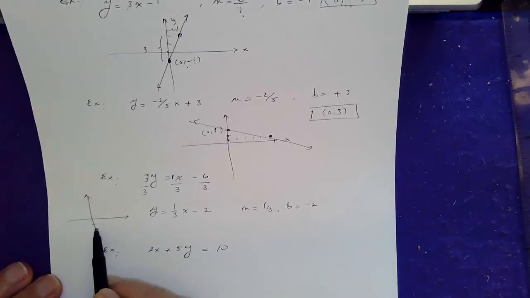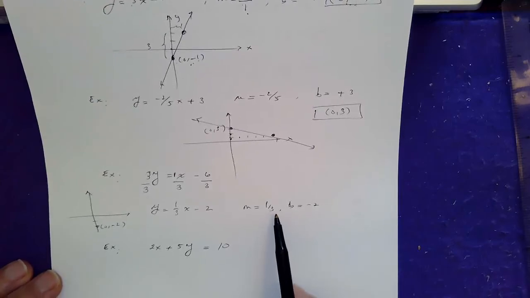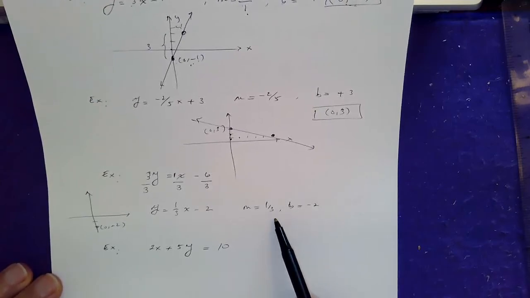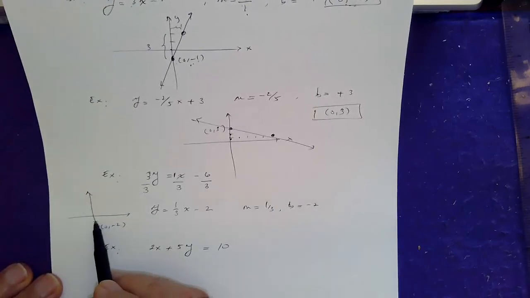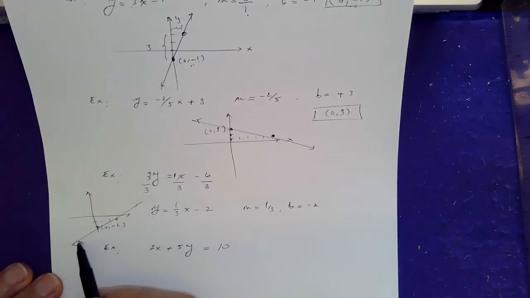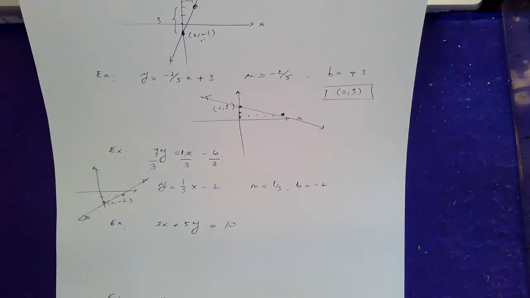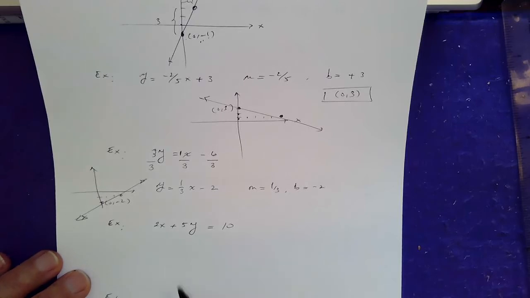-2, that means you go down 2 along the y-axis, and then from there you do the slope. When you say 1/3, you go up 1 over 3. 1, 2, 3. There goes the second point, because you know what it takes to graph a line? To have 2 points on the line. 1 point doesn't cut it. This guy is not in what? In slope-intercept form.